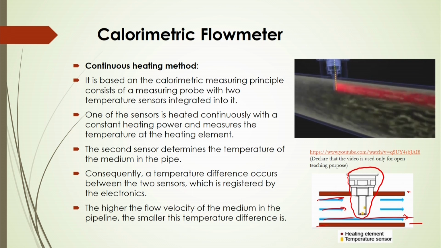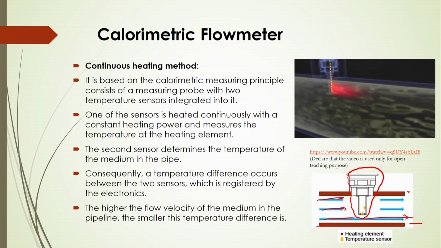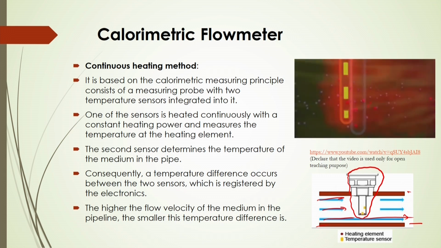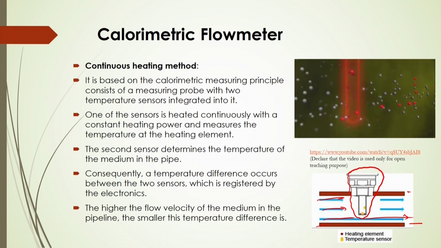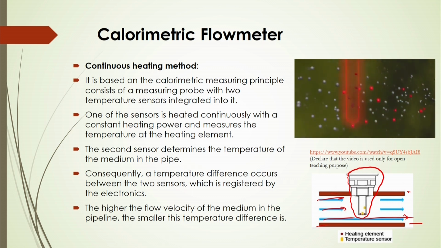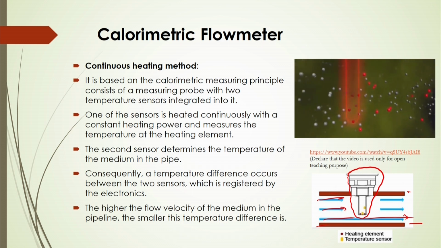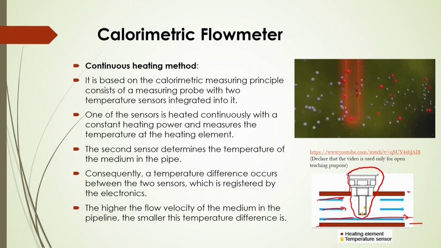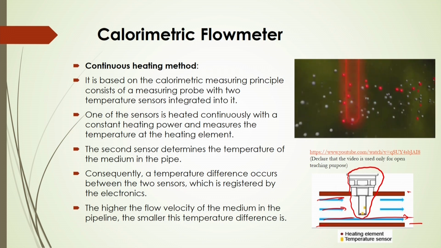So, based on these principles, you can say what the flow rate should be, because that flow rate will give you the change of the temperature difference. Now, to keep this temperature difference, you have to supply more energy. That additional energy supply will be proportional to the flow rate. So, this mechanism is used to calculate the flow rate. The calorimetric flow meter works based on this principle.